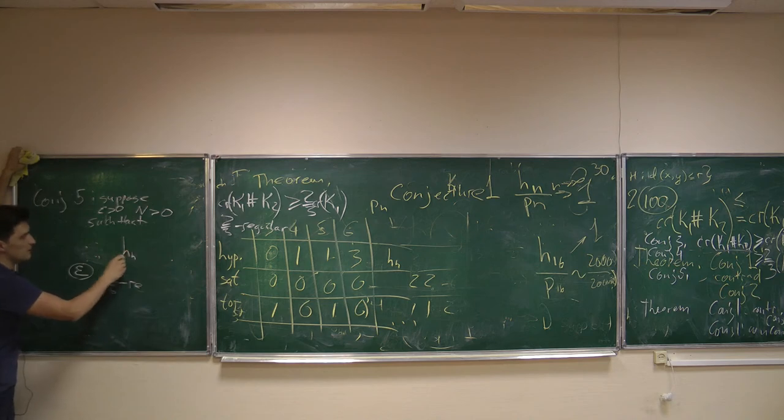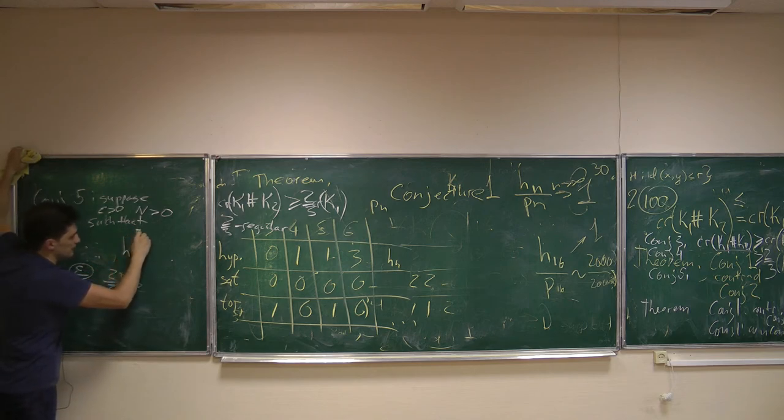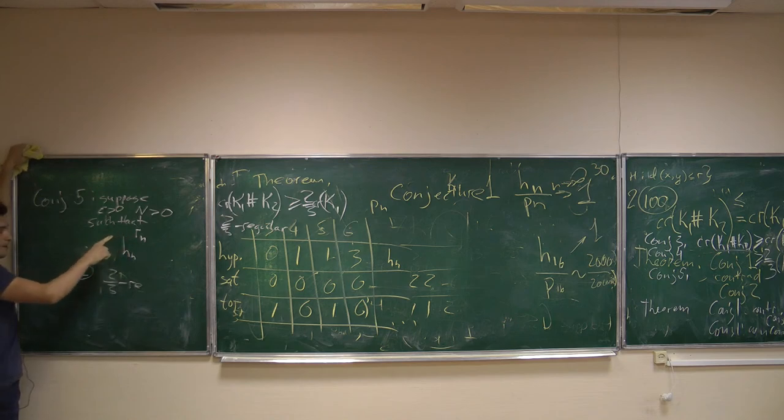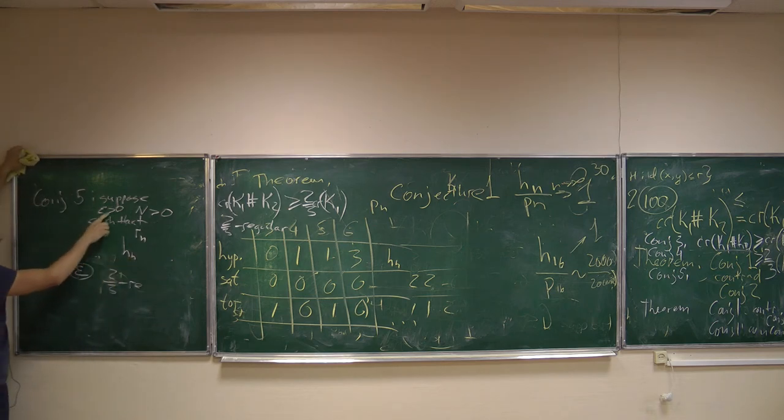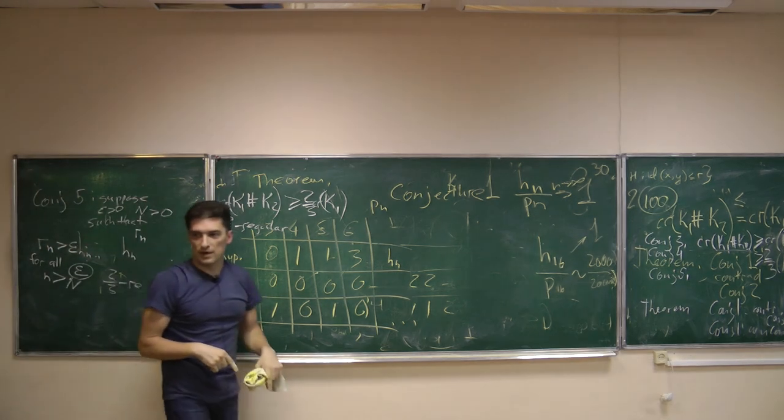Let Hn be the number of hyperbolic knots with n crossings, and let Rn be the number of 2/3 regular hyperbolic knots with n crossings. The conjecture is that there exist epsilon and n such that Rn is bigger than epsilon times Hn for all n large enough. Suppose we have some small number of these nice knots. Not all knots nice, let some small number of knots be nice. This conjecture 5 still contradicts conjecture 1.